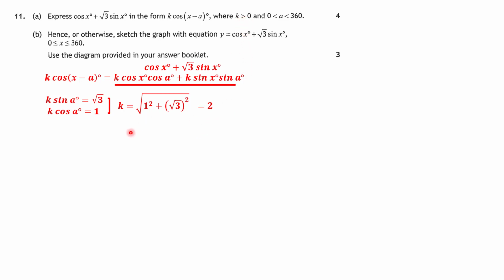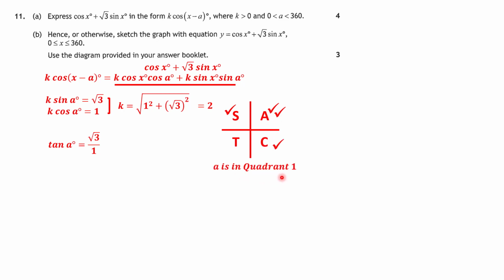Now we want to find the angle. The reason I wrote it like this is because you can now put k sine a over k cos a to get tan a. So tan a will be root 3 over 1, which is root 3. Now we want to know which quadrant a lies in. We see that sine a is positive here, and it's positive there, and cosine a is positive here and here. So the answer must be that a lies in quadrant 1.